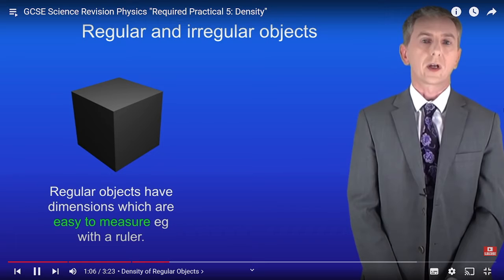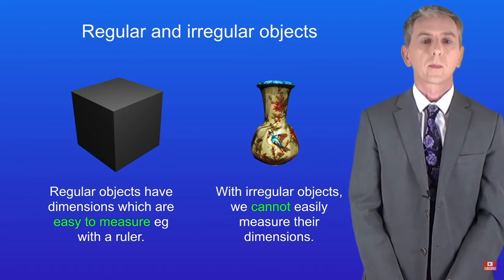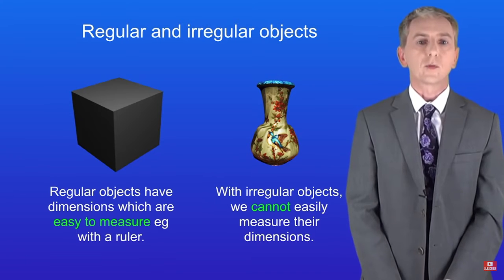With irregular objects, such as this vase, we cannot easily measure their dimensions. We're going to look at how to deal with irregular objects later.